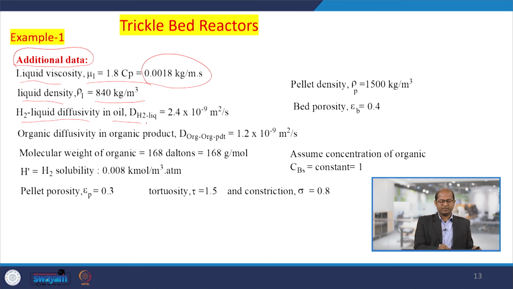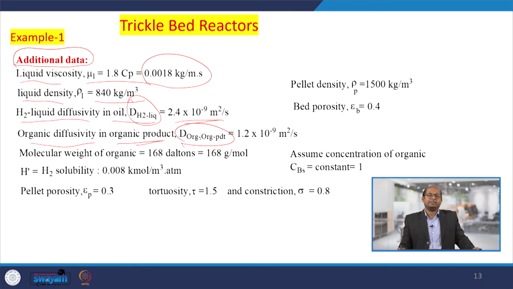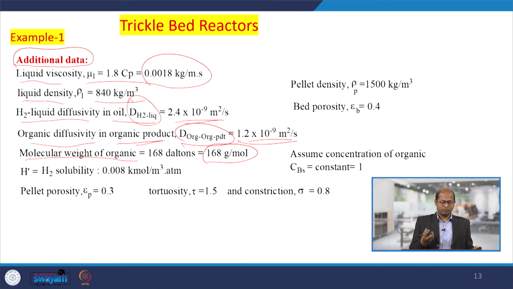The diffusivity of hydrogen in that liquid, D_H2 in liquid, is also given, that is, the diffusivity of component A, hydrogen, diffusing in the liquid. Then the organic diffusivity in the organic product is given. Since component B is the organic liquid, which after reaction is converted to another organic product that is also liquid, the diffusivity is this. The molecular weight of the organic reactant is given as 168 grams per mole.